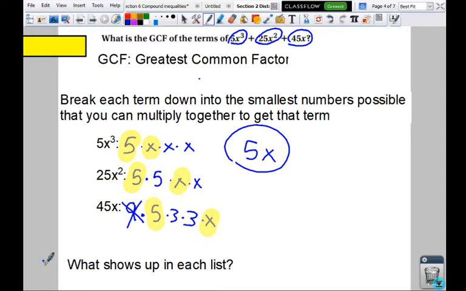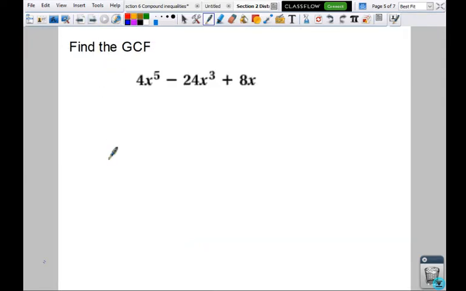So we're going to do a couple more of these, and then that'll be it. So we're going to find the greatest common factor of 4x to the 5th minus 24x to the 3rd plus 8x. So I'm going to go through, and I'm just going to make my lists. So 4x to the 5th. What is 4 multiplied? Actually, let's go around. Let's have you guys help me out.